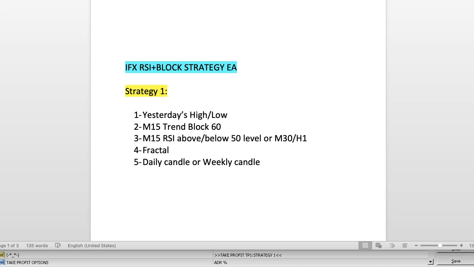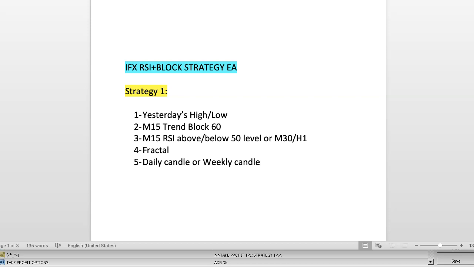And let's talk about the new strategies that I've been working on with the IFX RSI EA. Okay, so this is going to be RSI block strategies, and we're just going to go briefly on the strategies because you should be able to find that on the course. Okay, so this is going to be on the EA. I've made a couple of changes that we're going to go over just in a little bit.